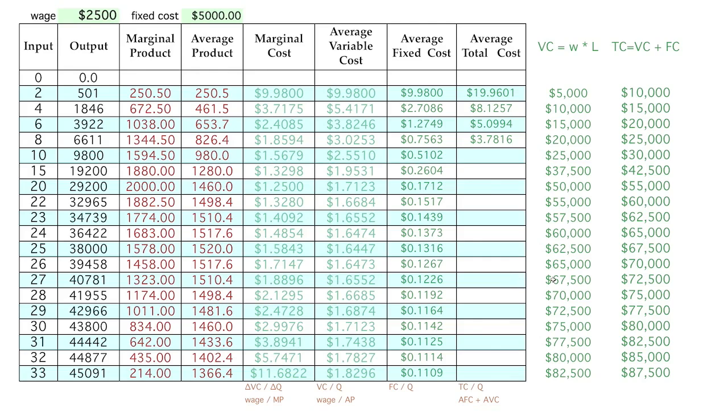Add that to the $5,000 fixed cost, you get $72,500. Divide that by the output of 40,781 units of output, and you get 1.7778. That's the same as if you added together the average variable cost plus the average fixed cost together, gives you the same answer. So there's 2 ways of getting the average total cost.